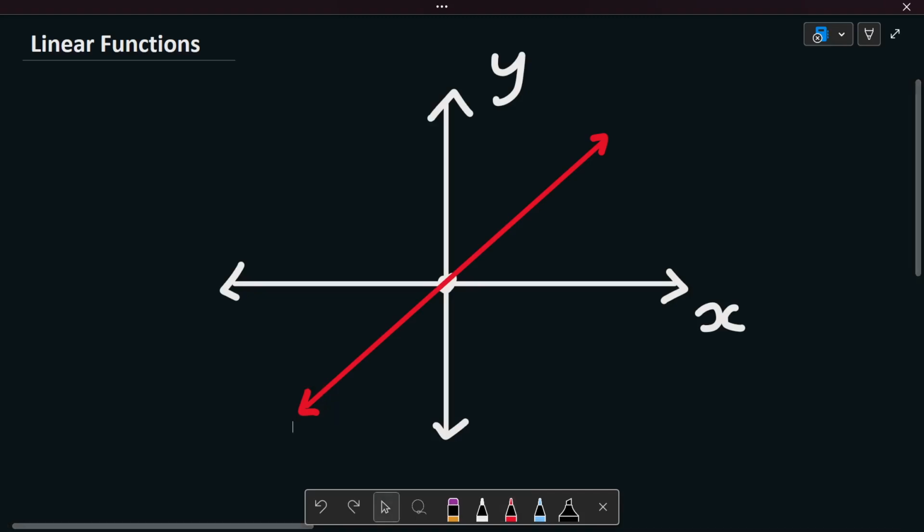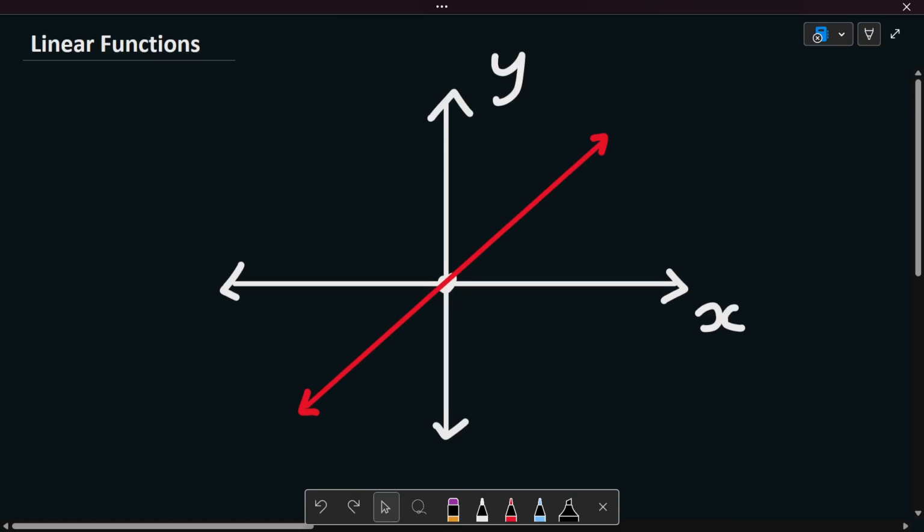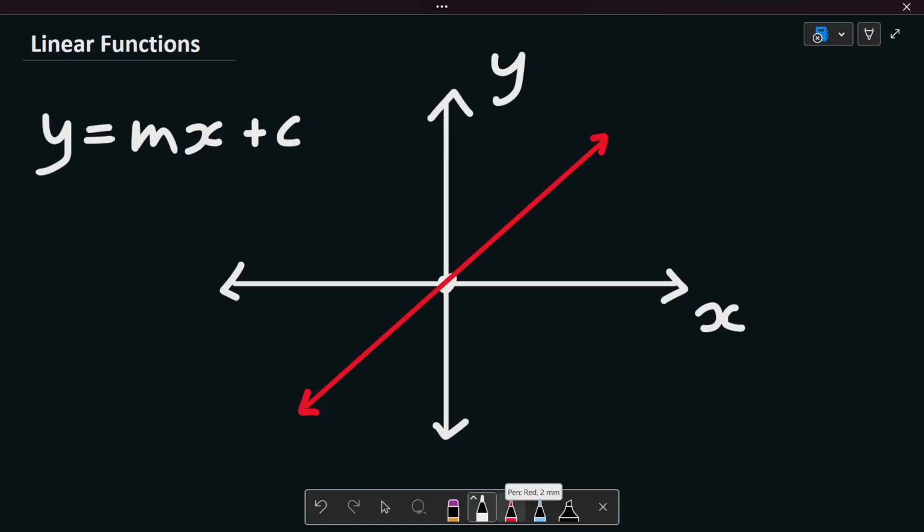So obviously this is a random straight line, but a few concepts I wanted you to get used to start with the equation. What do we know about the equation of the straight line? Our equation of a straight line is the following: y is equal to mx plus c. That is our equation of a straight line. And we now need to break it up into parts.